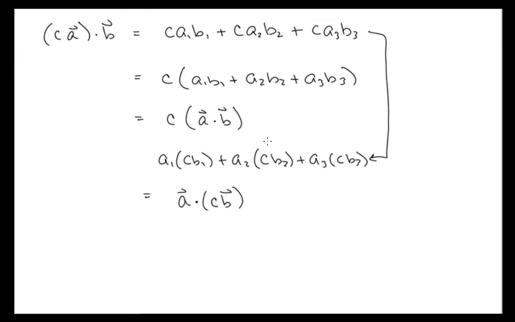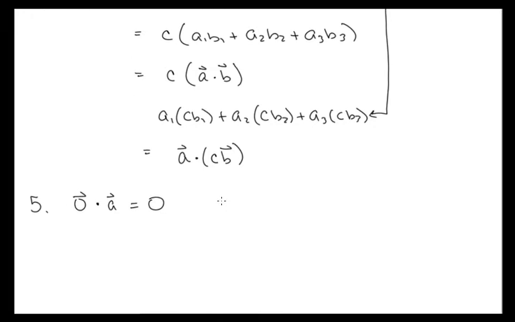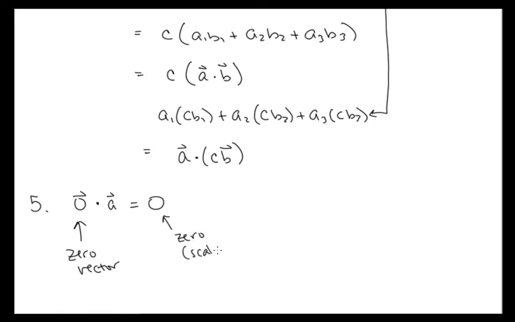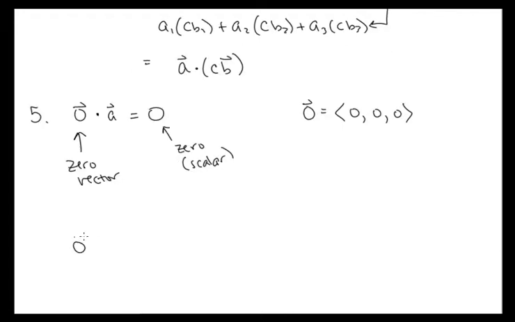Just one more property we want to prove. The zero vector dotted with any vector is going to be 0. And again, just pay attention here. This is the zero vector, and this is just 0, scalar. So 0 dot A is going to be 0 A1 plus 0 A2 plus 0 A3, and that is definitely going to give us 0.